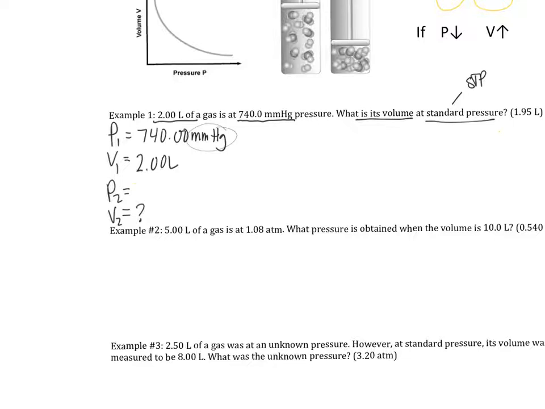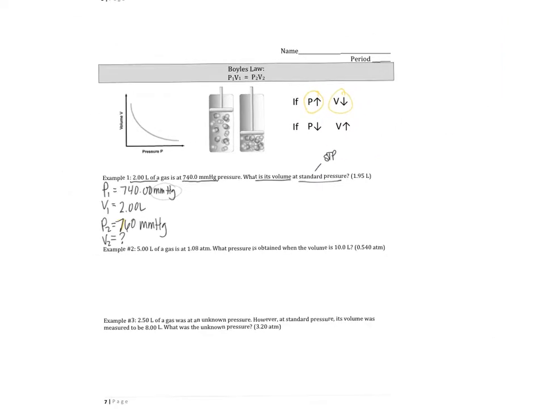And that's going to go in as my next pressure. So I then have all my variables there, and I'm going to be solving for V2. So it's P1 V1 equals P2 V2. Writing the equation is part of the work, and then plugging everything in. 740.0. Volume is 2.00 liters. My pressure 2, remember, is standard pressure, so that's 760 millimeters of mercury.